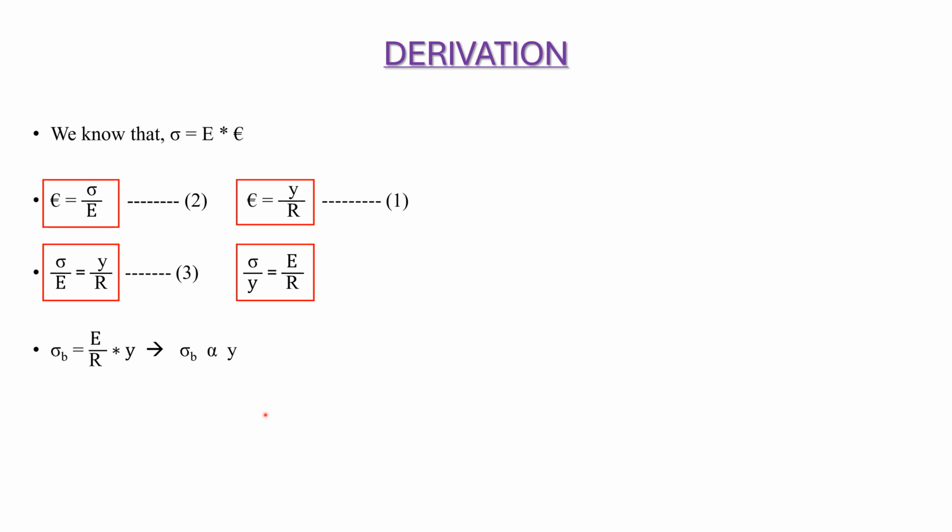Now I'll introduce a new term, that is sigma B. Sigma B is nothing but bending stress. If you can see in this diagram here, there will be bending stresses induced in this section of the beam when the loading is applied. Top fiber experiences compressive stresses and the bottom fiber experiences tensile stresses. And I call these stresses bending stress, indicated by this symbol, that is sigma B. Here I'm sending this Y to the right hand side, so sigma B is equal to E upon R into Y. Here E upon R is constant for a beam.